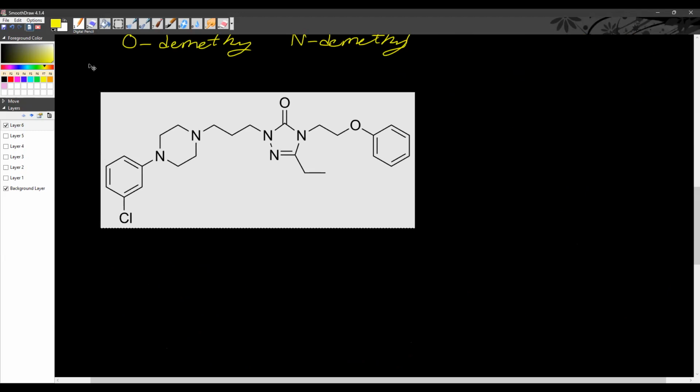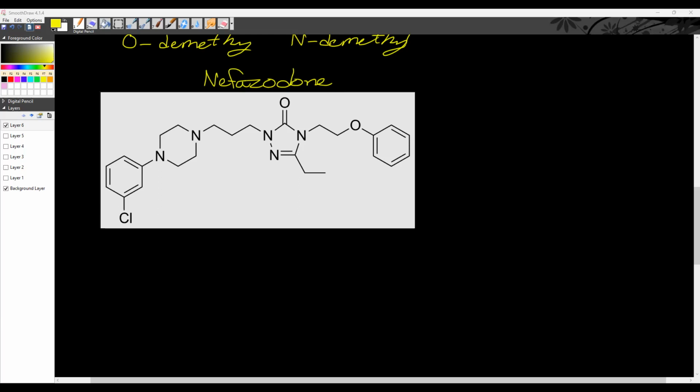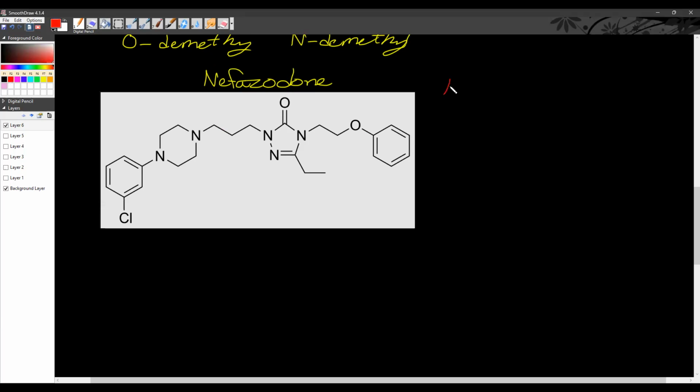All right. Here we have the drug nefazodone, which is an antidepressant that is unique in that it doesn't have much sexual dysfunction associated with it, mostly because it occurs through 5-HT2A antagonism, or at least that's how it's thought to occur. So what are some major metabolic pathways, or just all of them? We'll talk through all of them.